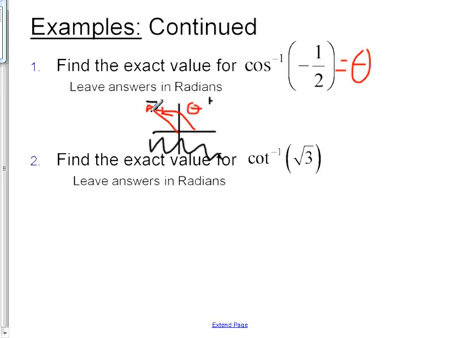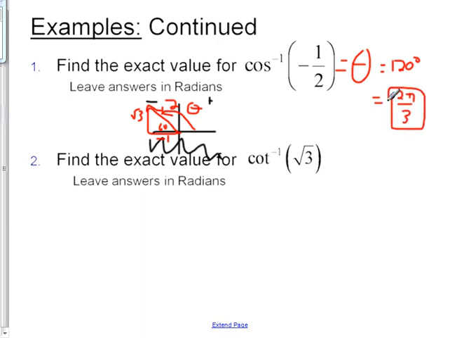Theta goes there. So we draw a nice little triangle. -1, 2. That would then be a root 3. So 30, 60, 90 says this is 60, which means that whole thing has to equal 120 degrees. But the answer is supposed to be in radians, so it's 2 pi over 3.